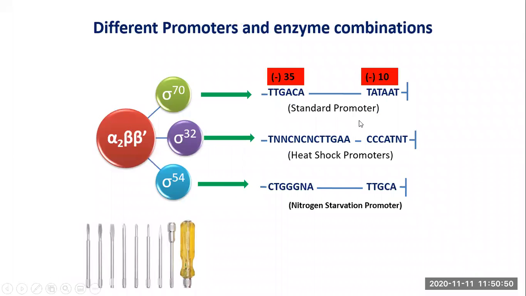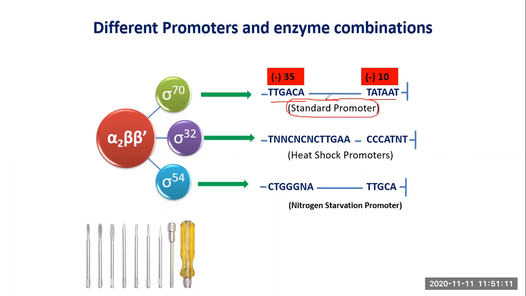Okay, so there are different promoters. As I said, the majority of genes have promoters characterized by the presence of -10 and -35 consensus sequences, as shown over here: TATAAT at -10 and TTGACA at -35. So they are called standard promoters.